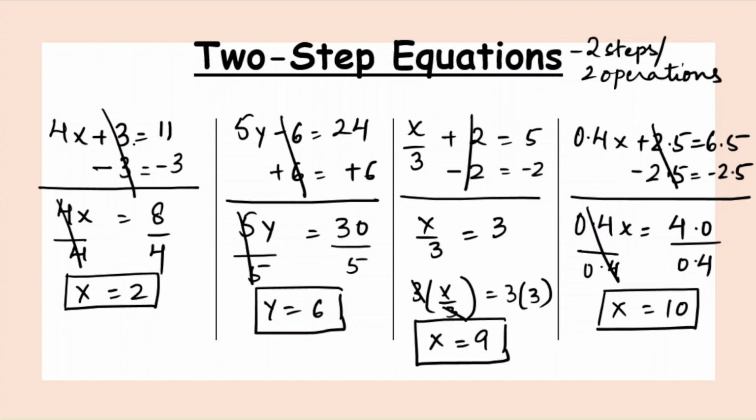So look, we need two operations. First, I eliminate this constant, and then in the last, I eliminated the constant which is coming with the variable by doing the correct operation. So it requires two steps or two operations. That's why these equations are called two-step equations.